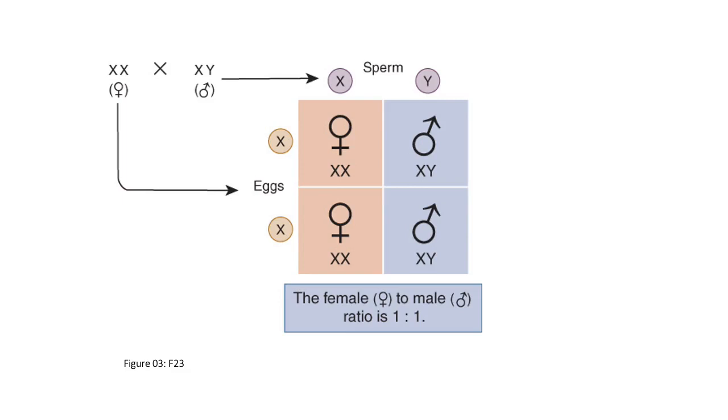Now that's going to get a little wonky when we talk about non-disjunction in a few minutes. And also if you remember from your lab, the pigeons, the Z allele and the W allele, the ZW made female and the ZZ made male. So that's sort of the opposite here, whether you have two of the same sex chromosome or one of each of the two sex chromosomes.